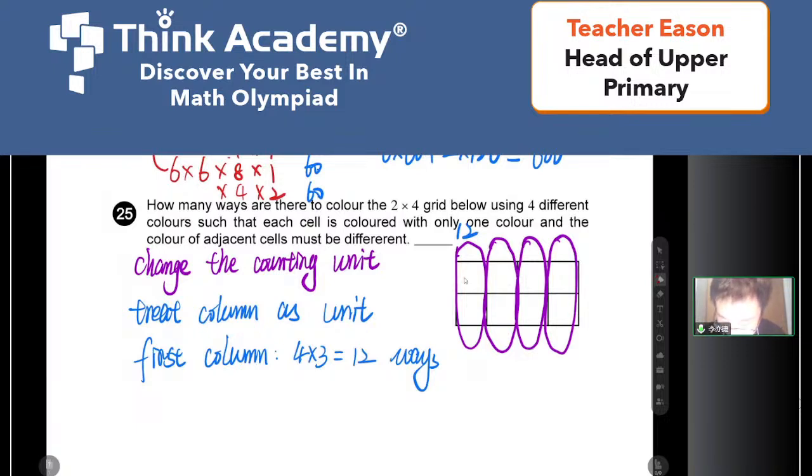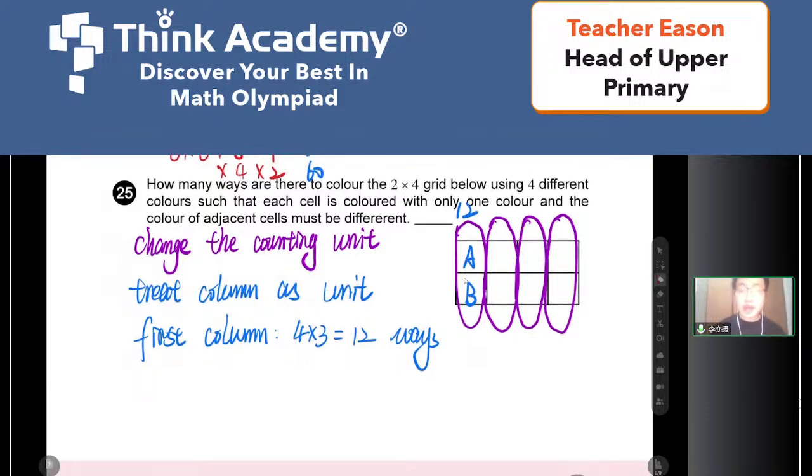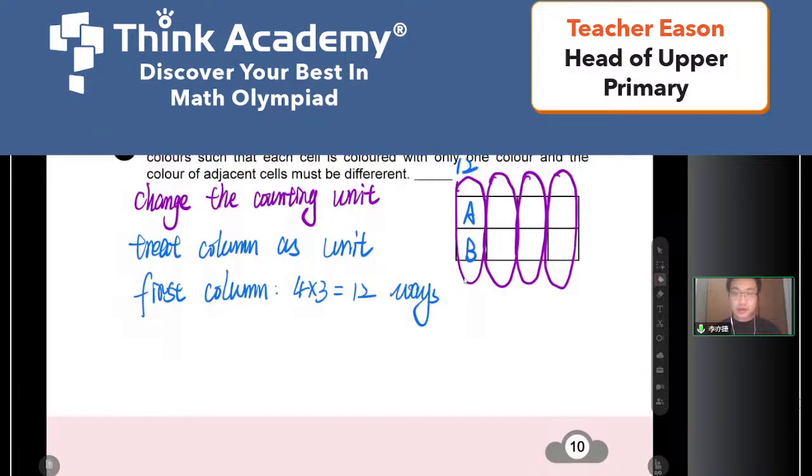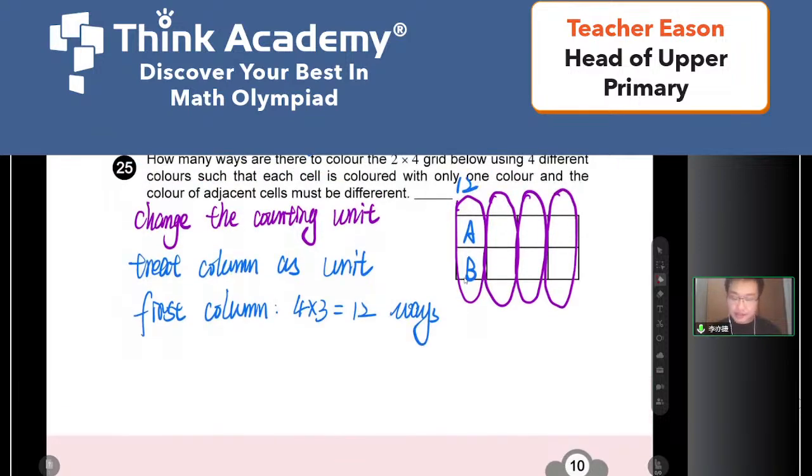So the coloring may be the A, B, right? So the 4 colors A, B, C, D, we just treat it to be A, B. Then after the first column is done, we look at the second column. Actually, each column will have 12 ways, but as the first column is determined to be A, B, what about the second column?